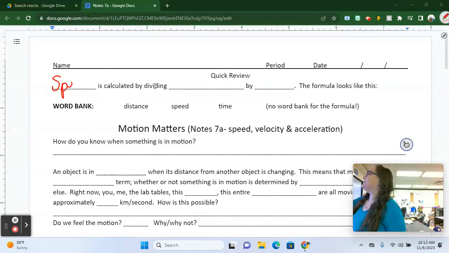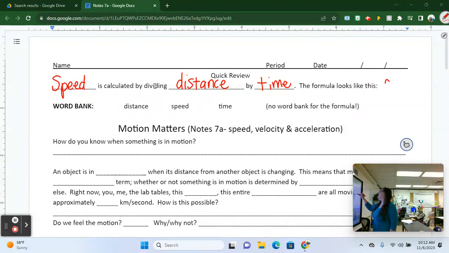So speed is calculated by dividing distance by time. And the formula looks like this: speed equals distance over time. And you know this already from the fact that speed is expressed like miles per hour. So miles being a distance, per being what the division line means, and then hour being a time. Miles per hour helps us to remember the formula for calculating speed, distance over time. Make sure you have that written down, and I'm going to clear it.